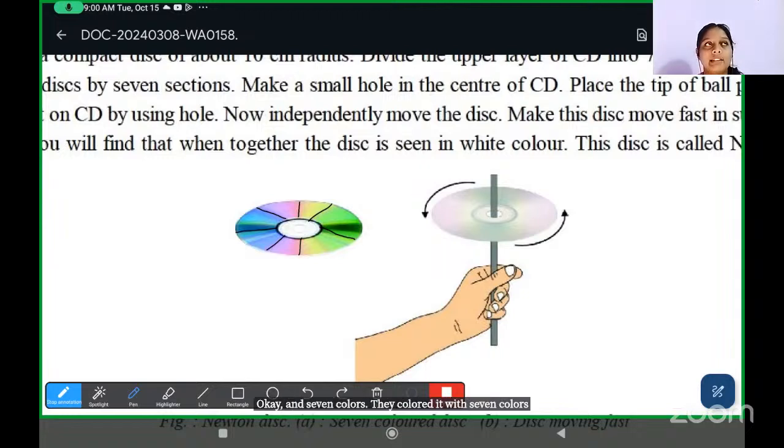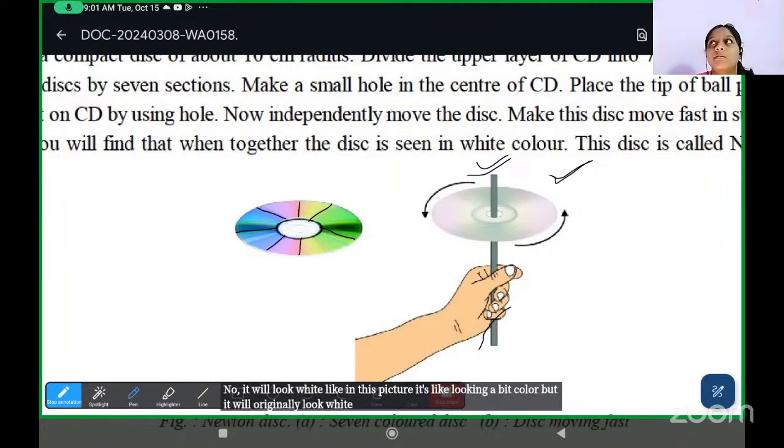After coloring it with seven colors, they place it on a metal rod, or any stick or rod. Then they rotate the disc, and you will not see the seven colors. You will see white. In this picture it looks a bit colored, but it will originally look white.